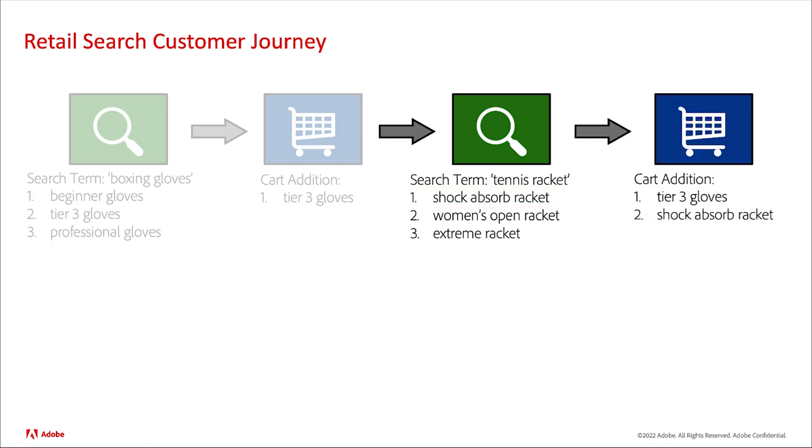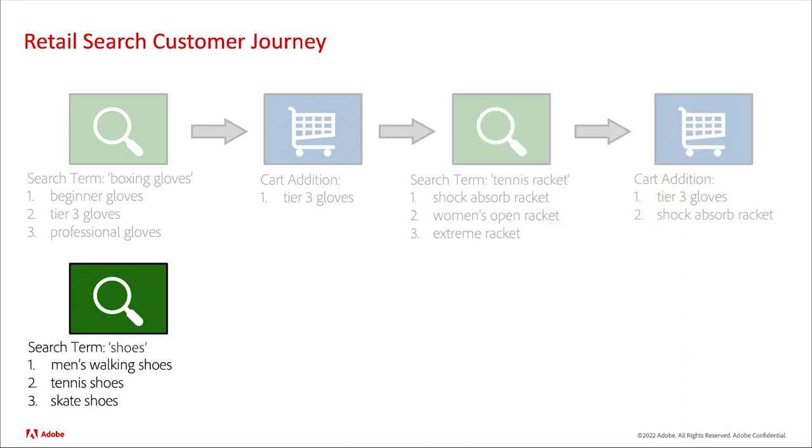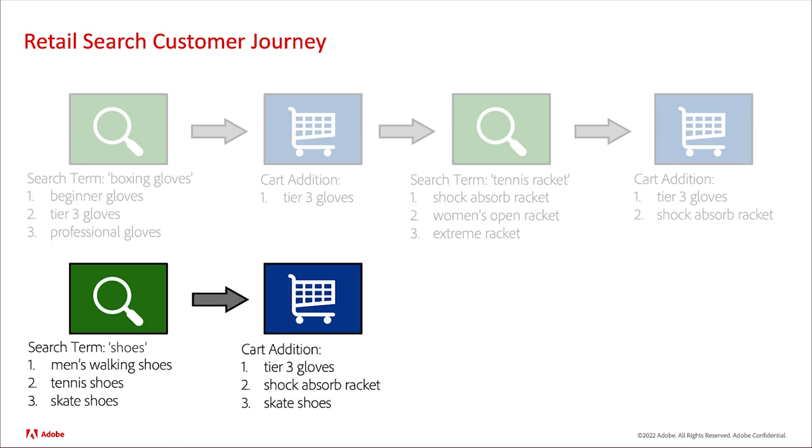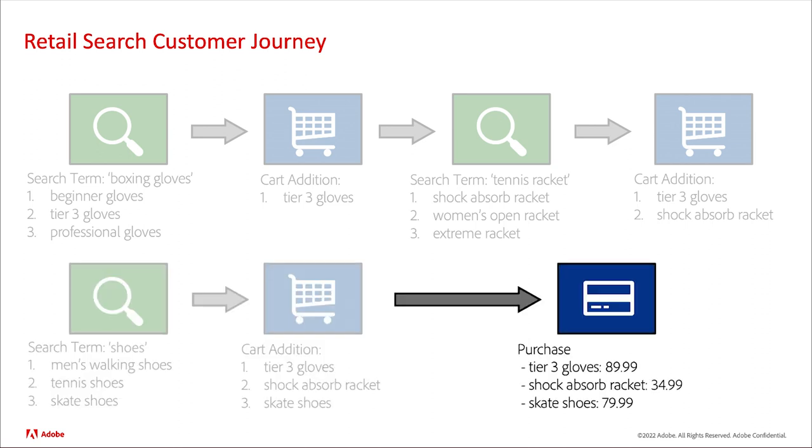Finally, the user searches for shoes, where they are, again, presented with three different options: men's walking shoes, tennis shoes, and skate shoes. They select skate shoes and add them to their cart. Finally, they then go through the checkout process and purchase the gloves for $89.99, the racket for $34.99, and the shoes for $79.99.